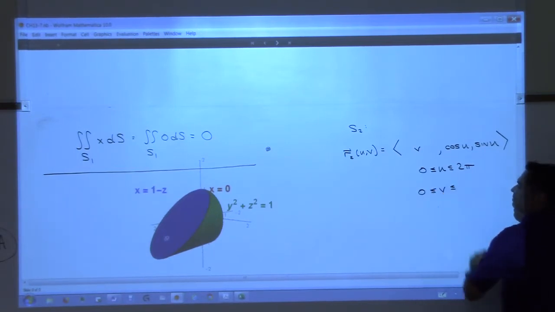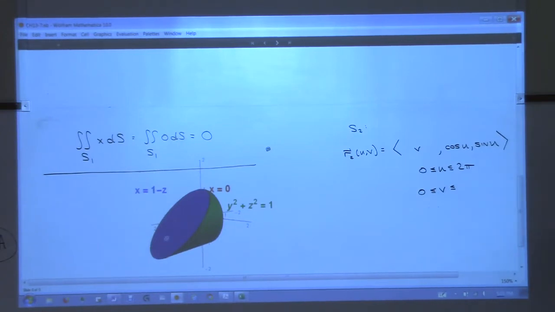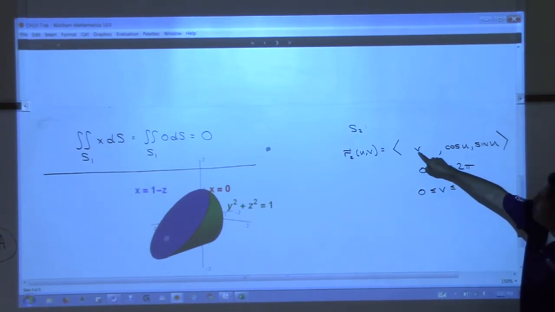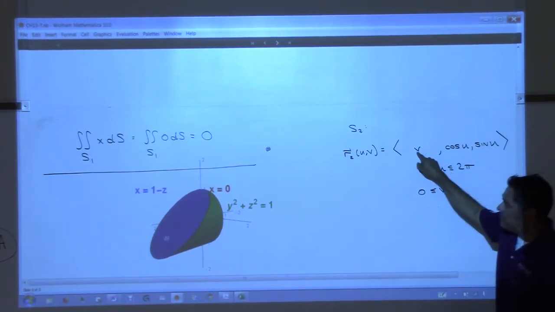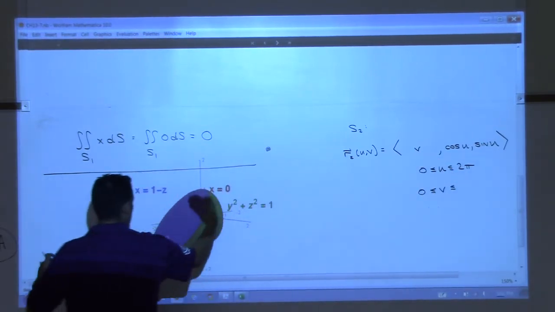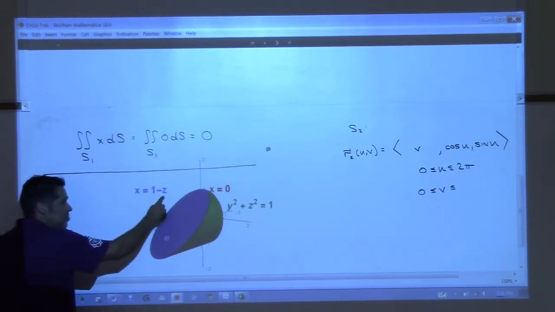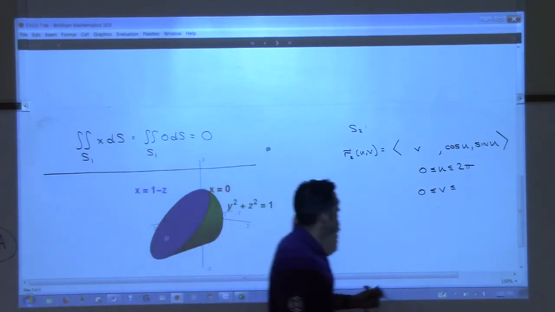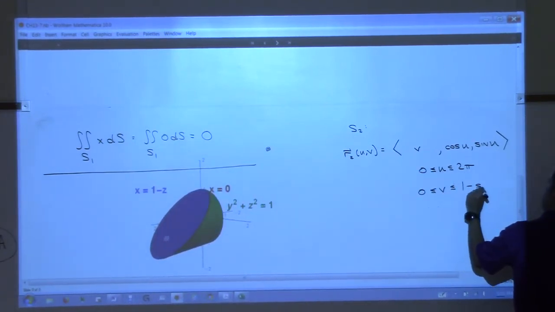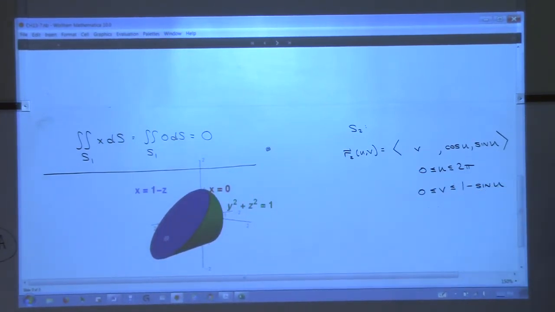0 and, yeah, so we're going for the X coordinate, which means we have to take the plane equation, the one in blue, and solve it for X, which it already is. So it's 1 minus Z, but what's Z for us? Sine u. All right, so that's our second surface.